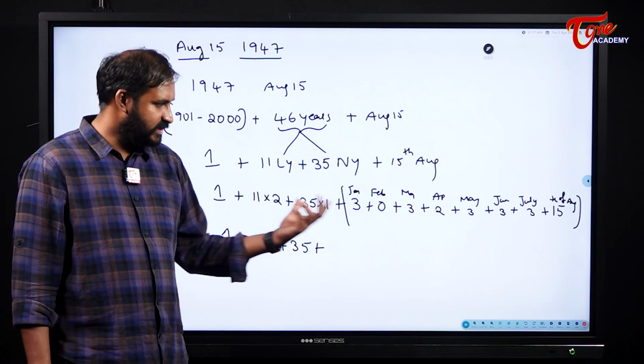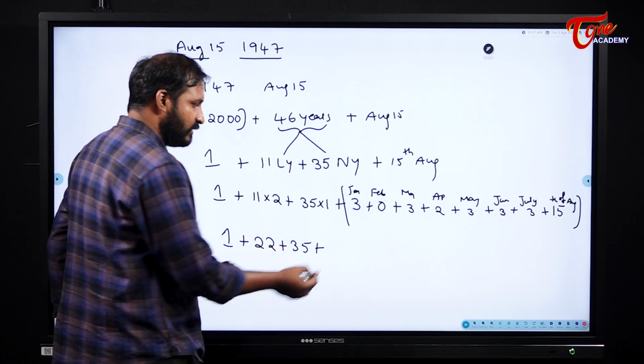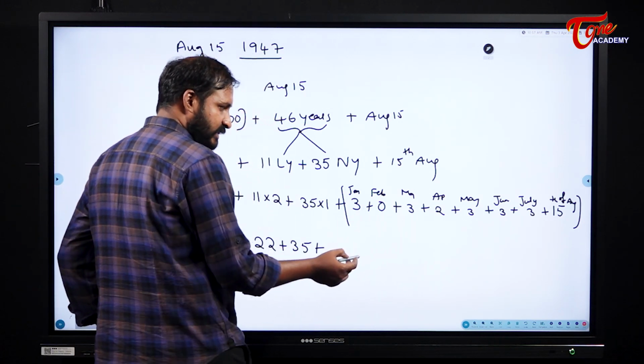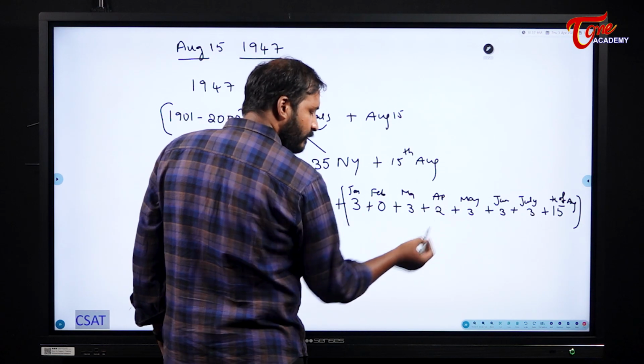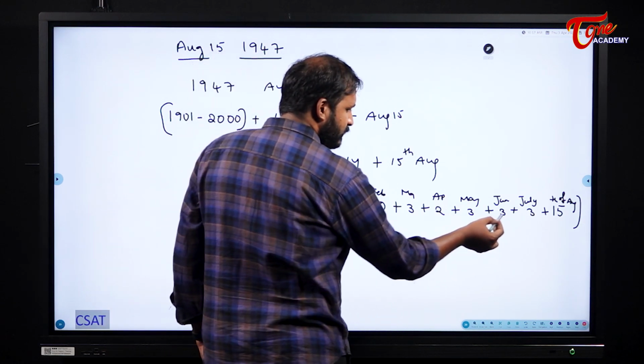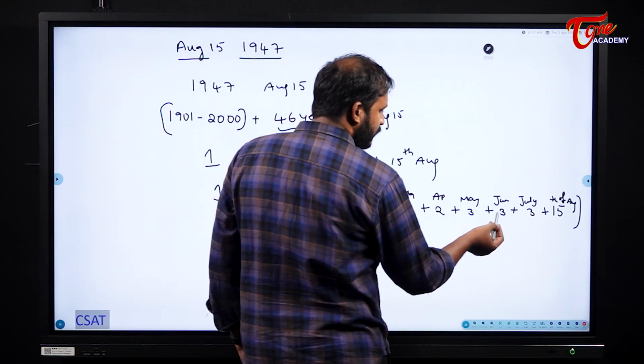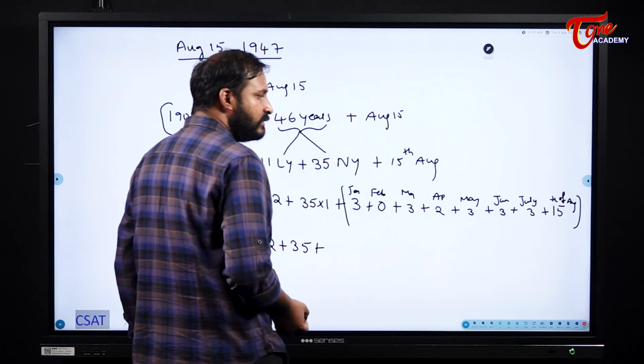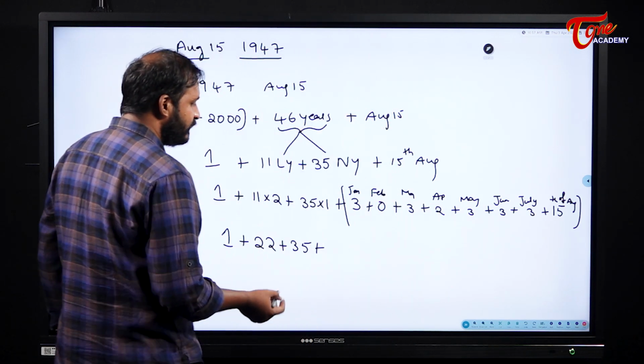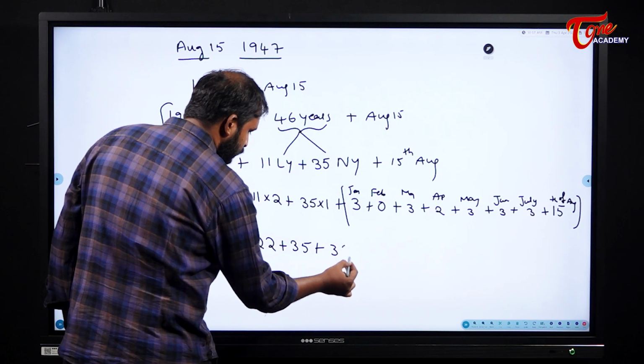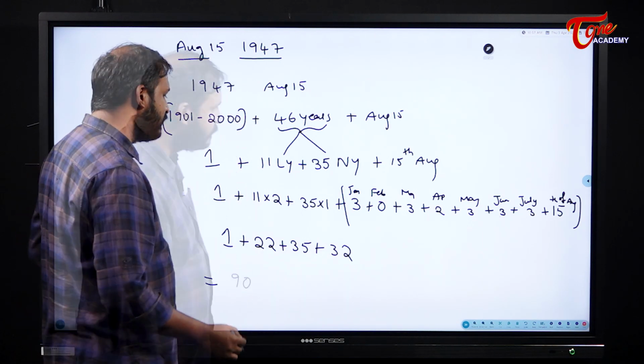You can divide. We will see that one and we will do the cancellation method also. 3 plus 3 is, what? 6. 6 plus 2 is 8. 8 plus 3, 11. 11 plus 3, 14. 14 plus 3, 17. 17 plus 15, 32. When I add all these things, what will I get here?